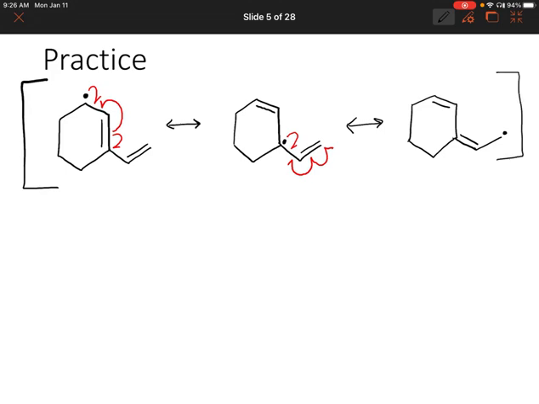Okay. So again, very similar to carbocation resonance. If you have a single electron next to a single bond next to a double bond, then you can move that electron kind of like a positive charge, except we're using these fishhook arrows instead to show the movement of electrons.